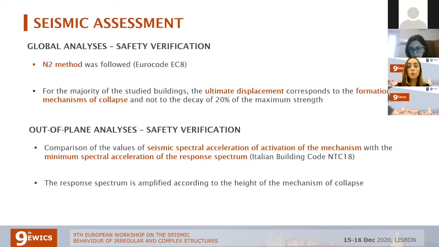For the out-of-plane analysis, the seismic spectral acceleration of activation of the mechanism was compared with the minimum spectral acceleration of the response spectrum, according to the Italian building code. The response spectrum was amplified according to the height of the mechanism of collapse.